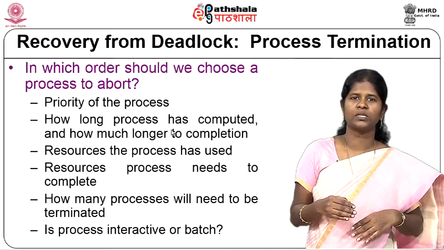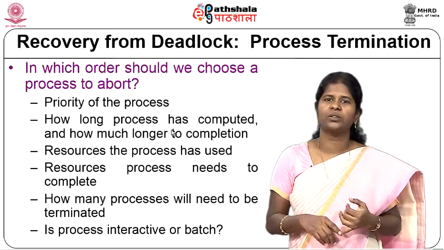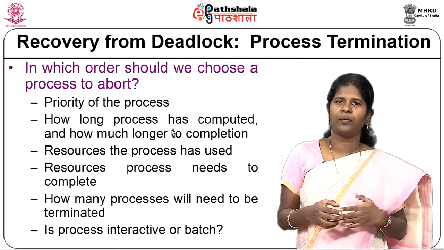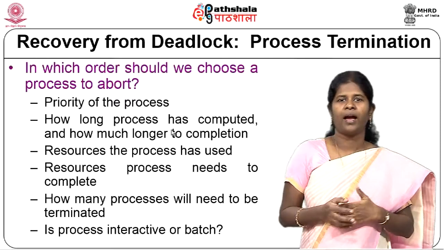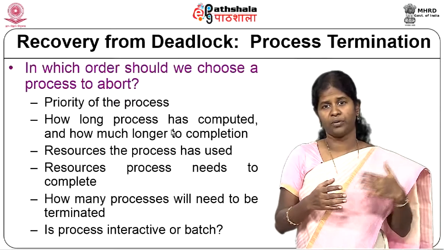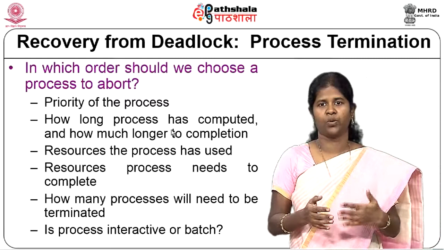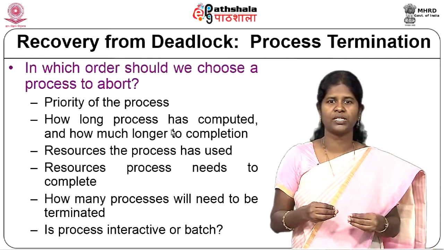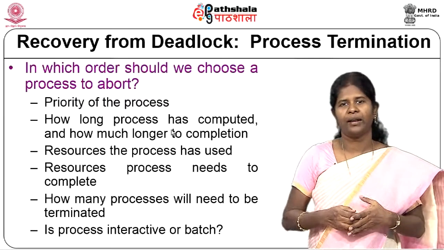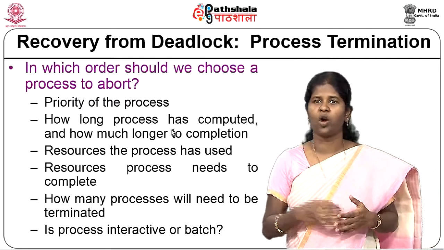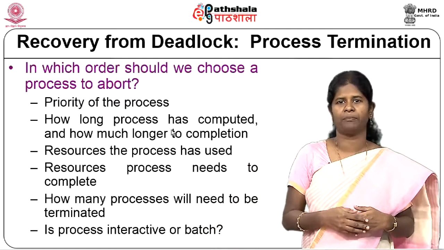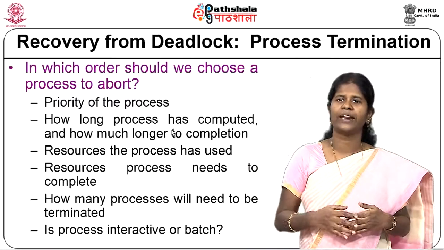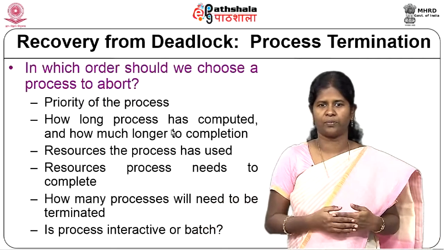Another way in which you choose a process is that you find out how many computations it has completed. If a process has computed a lot, then it will not be aborted immediately. The process which has done only a small amount of computation will be aborted. You also need to find out how much longer it needs to complete. If it will complete quickly, then you do not abort that process. If it will take a long time to complete, then you can abort it.